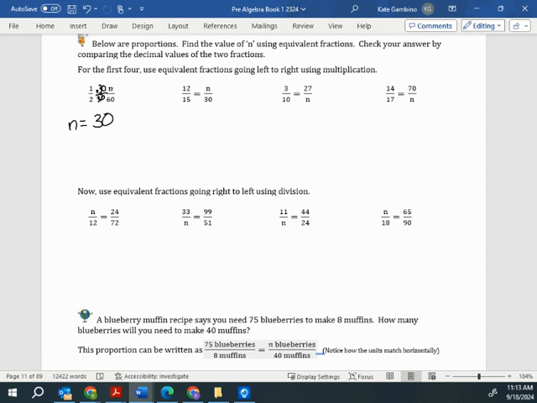How do I find my decimal? If I put 30 in for that n, I know that fraction is 30 over 60. This fraction is 1 over 2. What is the decimal for 1 over 2, Robbie? 0.5. What is the decimal for 30 over 60, Hadley? 0.5. Are they equivalent? Did I find the right answer? Yes, because 0.5 equals 0.5. It is a proportion, they are equivalent.